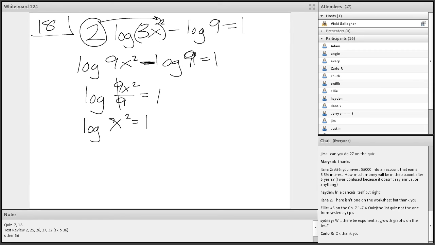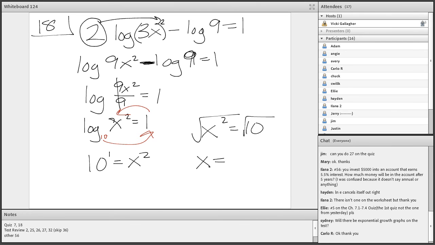So remember that log, if there's no base, is a base 10. And so this is 10 to the power of 1 equals x squared. And 10 to the power of 1 is just 10. And then we would square root both sides to get rid of the x squared.